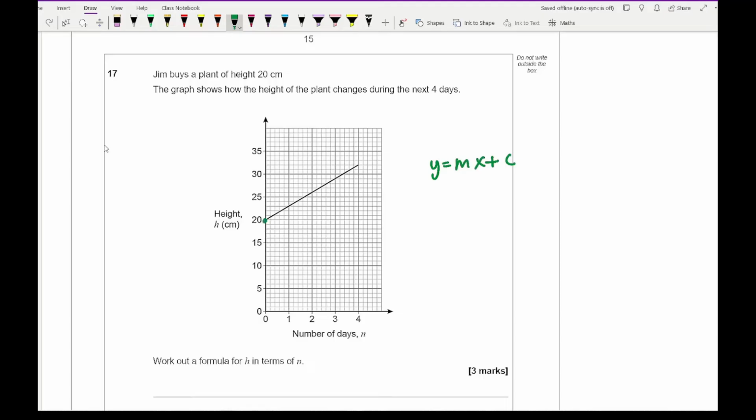So for this, what I need to do is pick 2 nice-ish coordinates, which I'll be honest, there really isn't any, but you want ones that are exact. Now it doesn't really matter what side you go for, but I'm going to go for this triangle here. That triangle has a width of 2, and going up is 6. So here m equals 6 over 2, which equals 3. Now where it crosses the y-axis is at 20, so c equals 20. So in the equation of the line, it's going to be h equals 3n plus 20.